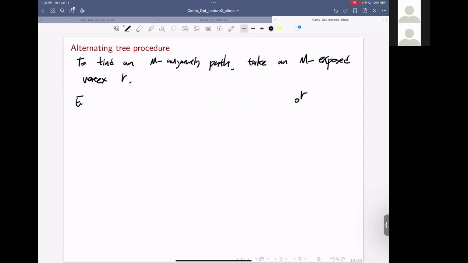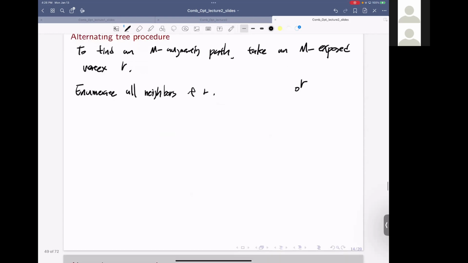Now enumerate all neighbors of R. Because R is M exposed, all the edges that are incident to this vertex R are non-matching edges. Okay. If any of them are M exposed, let's say this is vertex V.